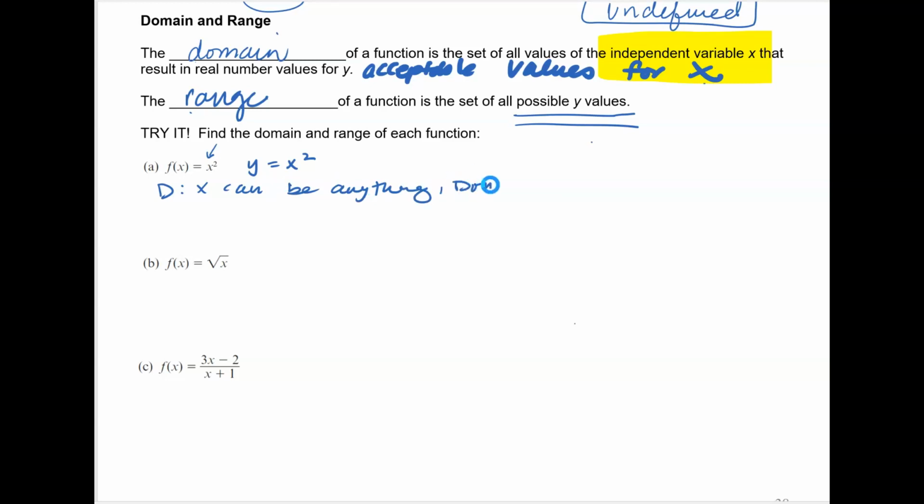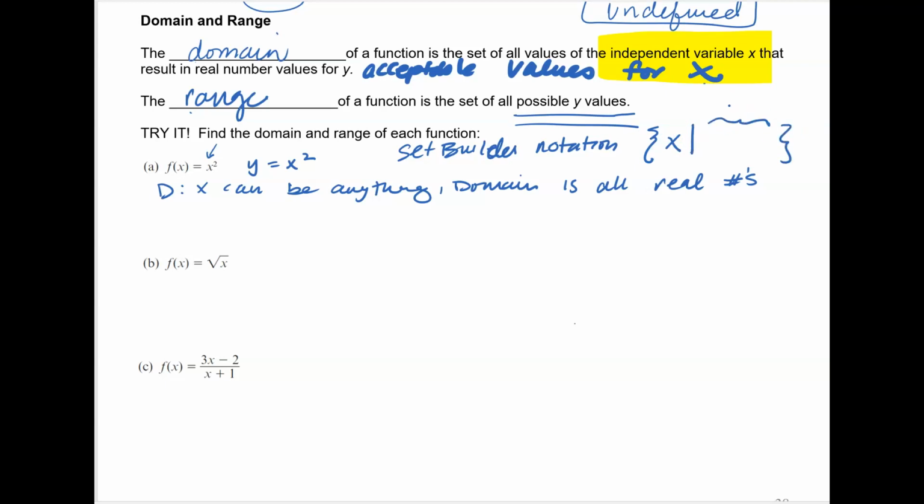So domain is all real numbers. The thing is, you're going to be asked in your homework to put your answers in what we call set builder notation. What you're going to have to do is write a curly bracket, an x, a vertical line, and then write some sort of description that describes what that x needs to be. This is for domain with the x. For range, we're going to use a y. So in this case, x can be all real numbers.